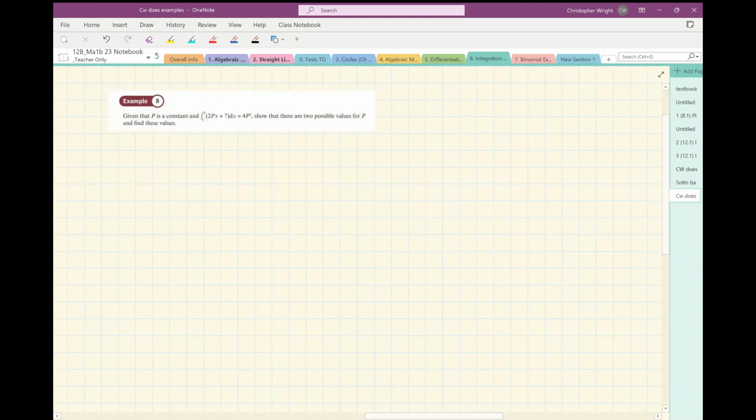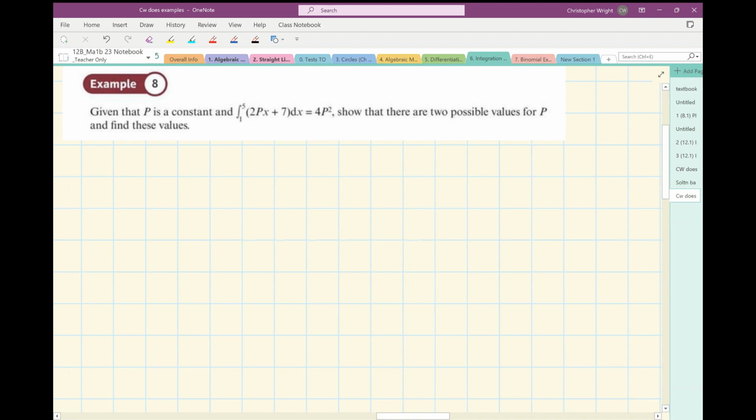Example 8. Given that p is a constant and that the definite integral of that expression between 1 and 5 is equal to 4p squared, show there are 2 possible values for p and find these values. Well, let's start off by evaluating this definite integral, and then we'll set what we get equal to 4p squared, and I imagine that will give us an equation. So let's start off by copying down this expression here, 2px plus 7.